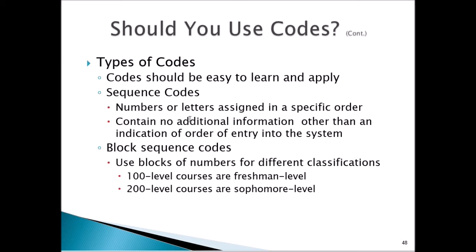So block sequence codes use numbers for different classifications. Think of it like the Dewey Decimal System. There are 100 level courses, which are freshman level, 200 level courses, which are sophomore level, 300 level, 400 level, and so on. When we consider 100 level classes, that doesn't mean it's an easy class. A lot of times your 100 level classes might be harder. That's a little off the subject, but just something I wanted to throw out there. So block sequence codes let you use different course levels.